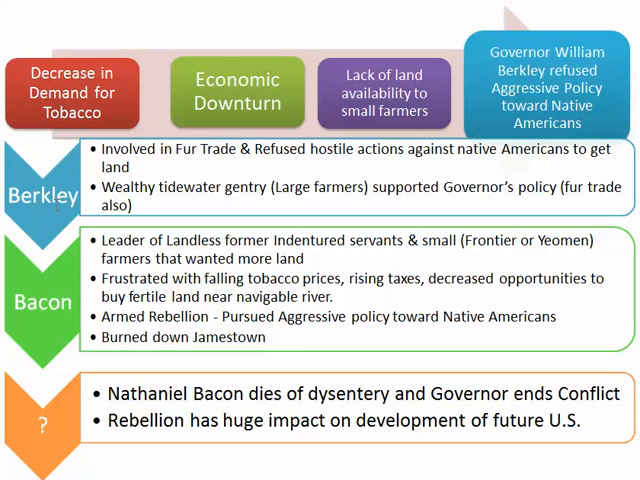Okay, so let's look at Berkeley here. Berkeley was the governor of Virginia, but he was also involved in the fur trade with the Native Americans. So he had to have friendly relationships with the Native Americans to get furs from them and then sell back to Europe. So he refused to have hostile actions against the Native Americans in order to get land.